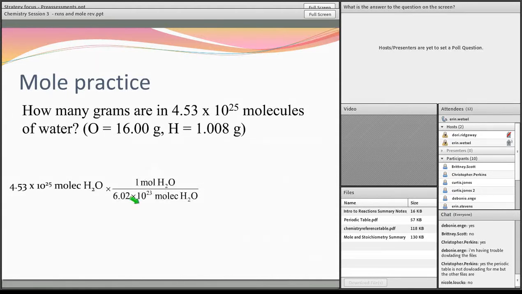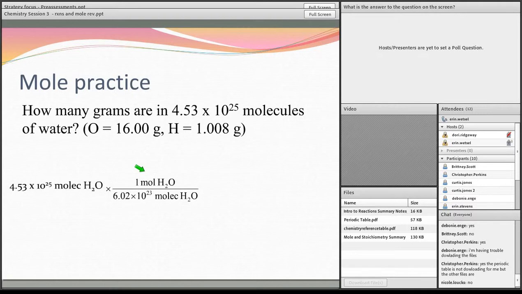Then we're going to go ahead and convert to grams. Notice this fraction 1 mole, so that is the molar mass. Notice the moles are on the bottom, so that they will cancel with the moles here. So think about canceling out your units. Molecules and molecules cancel, moles and moles cancel, and we're just left with grams of water.